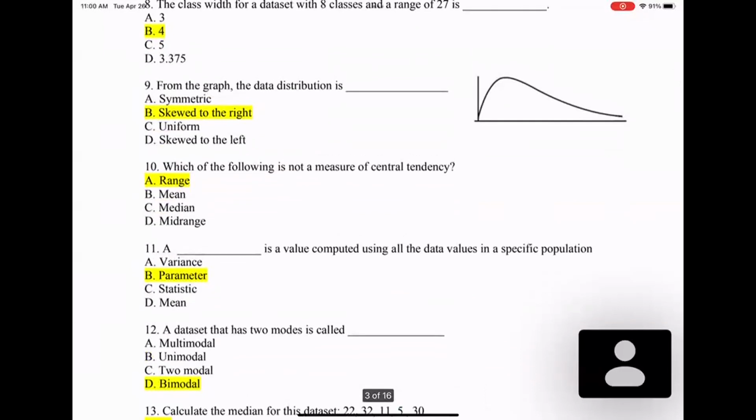Okay, which of the following is not a measure of central tendency? So I'm just asking which one is not a measure of the middle. So the mean, the median, and the mid-range are all measures of the middle. Therefore, the only one that isn't is the range. The range is a measure of what? Variation.